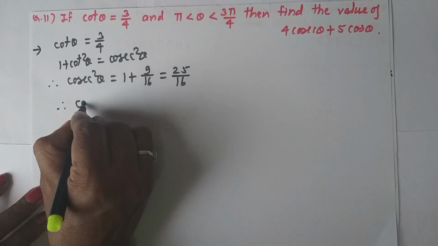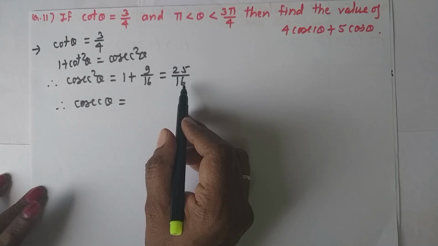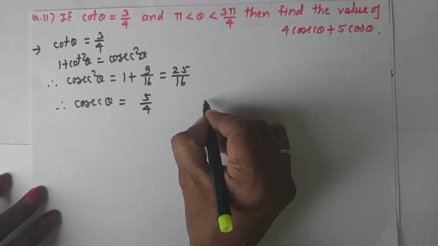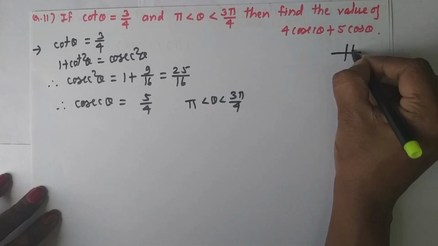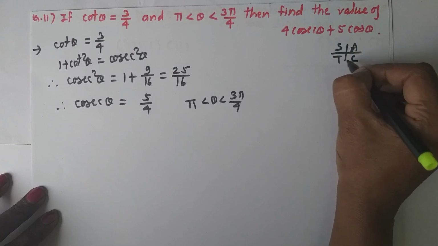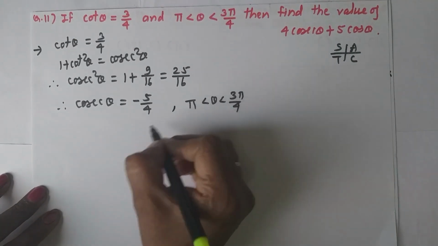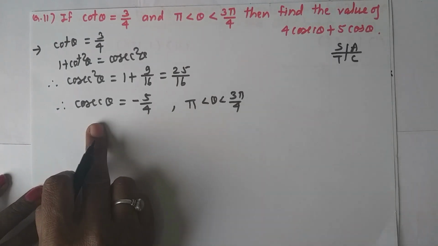Then what will be cosec theta? See here, we get two values, plus minus 5 by 4. But here theta lies in which quadrant? Theta lies in the third quadrant, and we know that in the third quadrant, only tan and cot are positive, so cosec will be negative. Therefore, I am taking the negative value. As theta lies in the third quadrant, cosec theta will be negative.